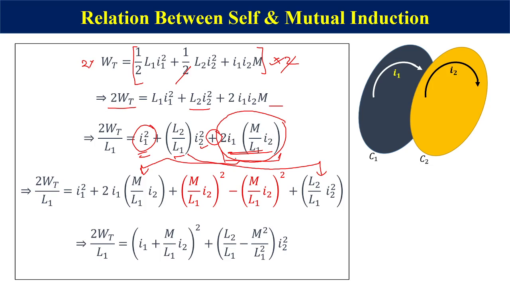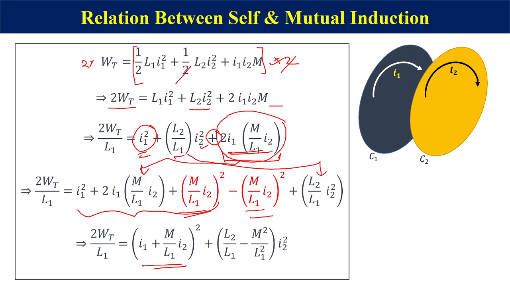So in the next step, I have just taken a summation of (M upon L1 I2) whole square, but this term was not there initially in this expression, so I have taken a subtraction also. All right. So once I do that, the combination of these three terms gives me a term as (I1 plus M upon L1 into I2) whole square. This is quite like (a plus b) whole square kind of a thing. Okay, this is just a mathematical manipulation.